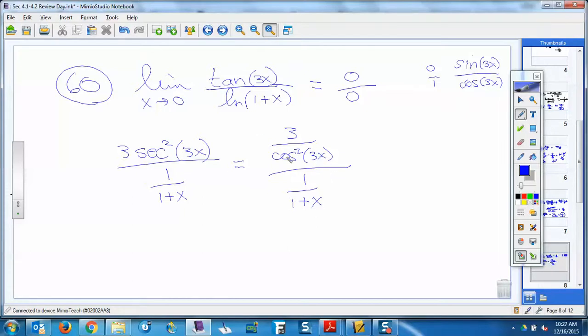Cosine, 3 times 0 is 0. What's cosine of 0? 1 squared is 1, so the top is 3 over 1. Put in a 0 here. 1 over 1. There we go. Okay, so L'Hopital's rule is pretty slick here as far as it goes. Well, you gotta be able to do derivatives, right? Gotta be able to plug in and know these different values.